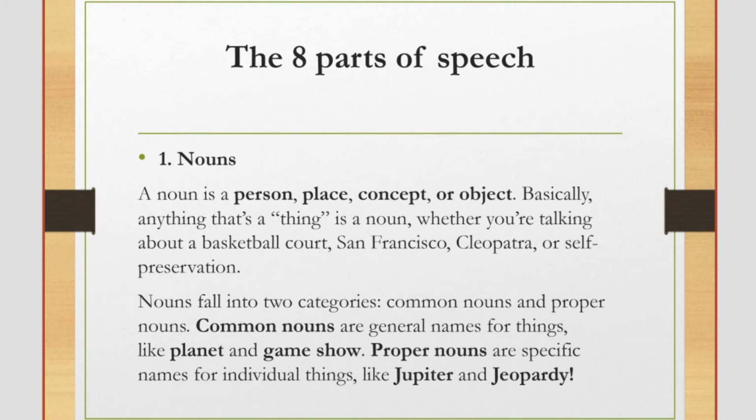1. Nouns. A noun is a person, place, concept or object. Basically, anything that's a thing is a noun, whether you are talking about a basketball court, San Francisco, Cleopatra or self-preservation. Nouns fall into 2 categories, common nouns and proper nouns. Common nouns are general names of things like planet and game show. Proper nouns are specific names for individual things like Jupiter and Jeopardy.